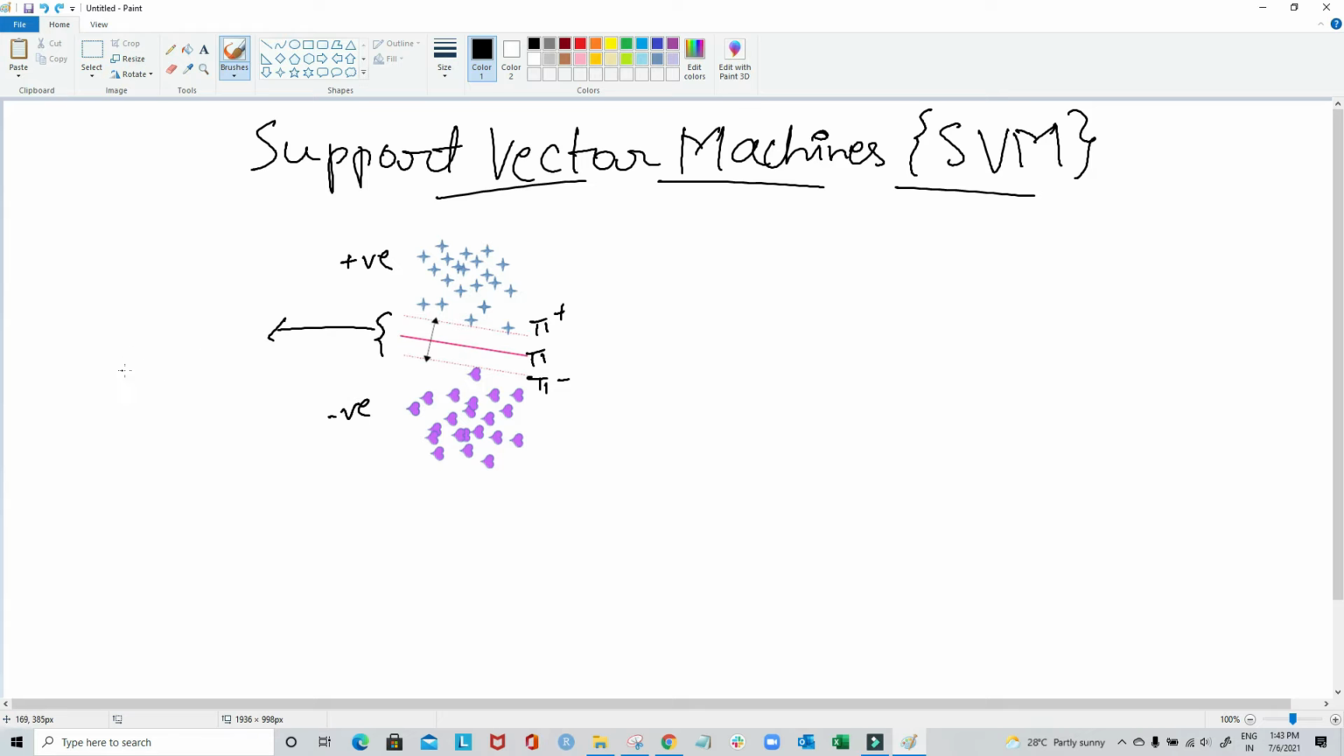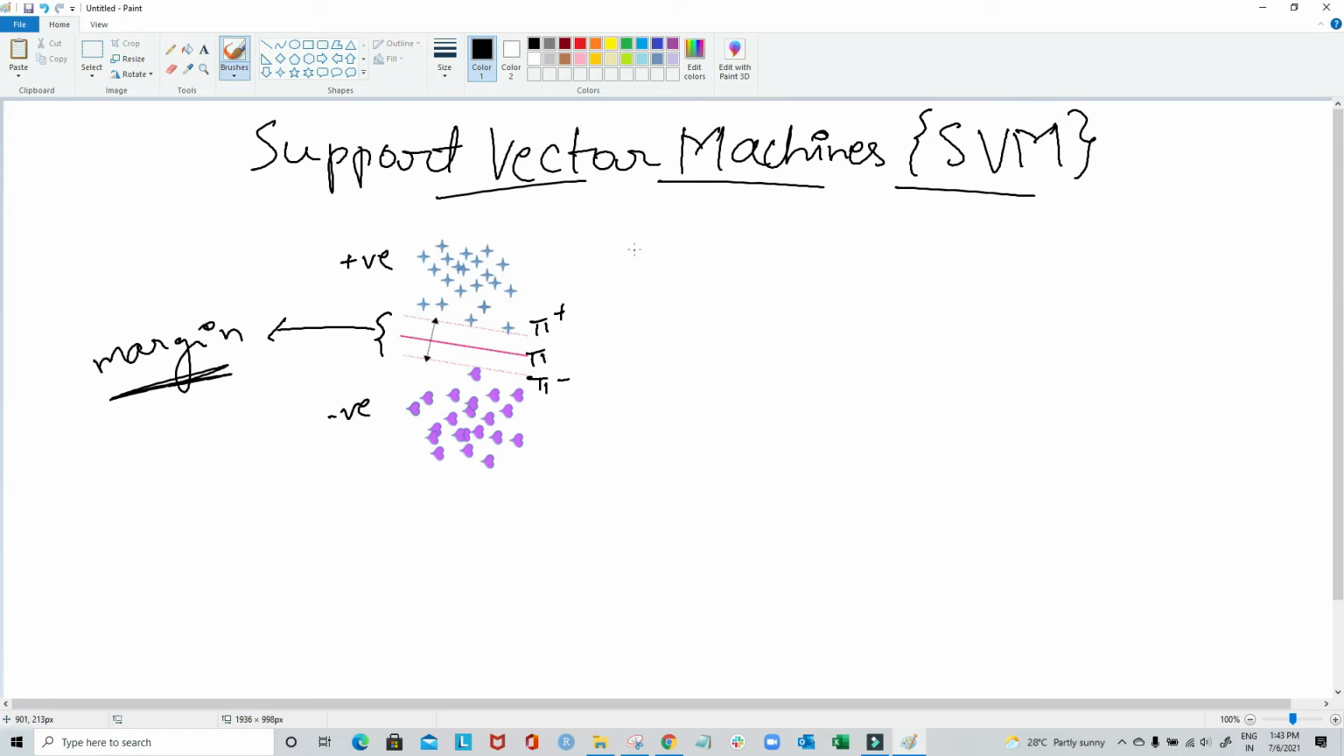Let me write that again, margin. So essentially what support vector machines try to do is maximize the margin. By maximizing the margin, the bunch of positive and negative points are as far as possible from the plane pi.